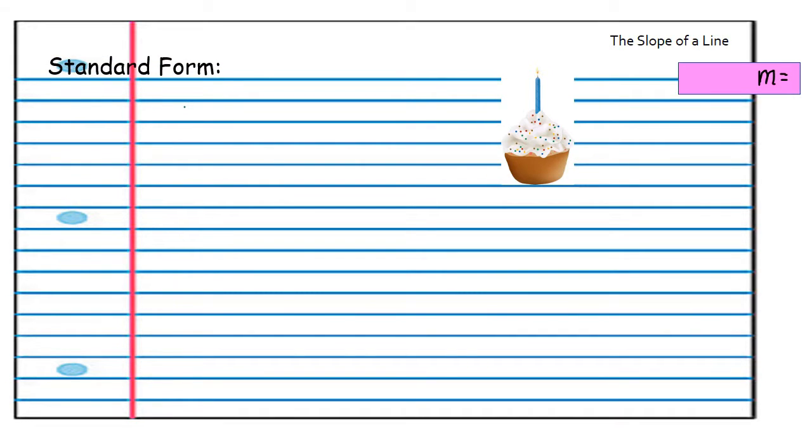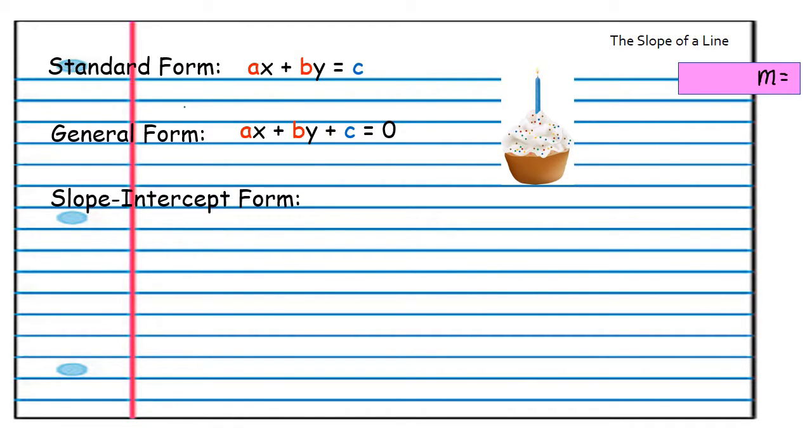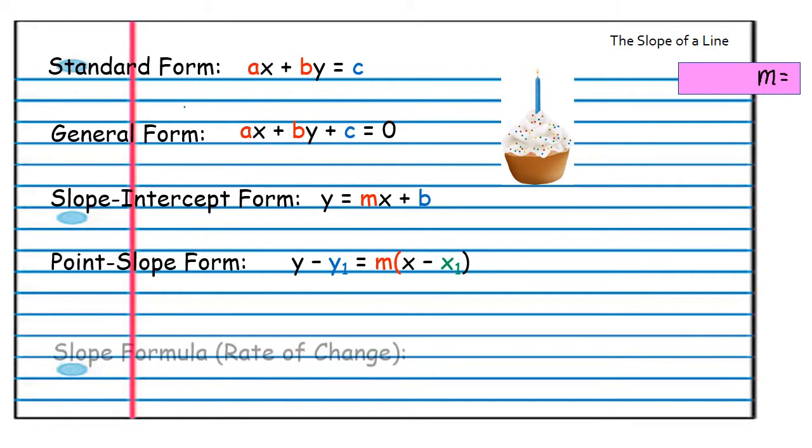First is the standard form: ax plus by equals c. A, b, and c are real numbers. General form takes standard form and just sets it to 0. Slope-intercept form is probably the most popular form of a linear equation, mostly because in my world it means cupcakes. Point-slope form is actually when you have a point and a slope, and can also be used as a formula.